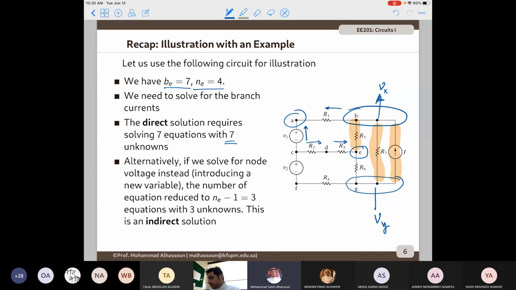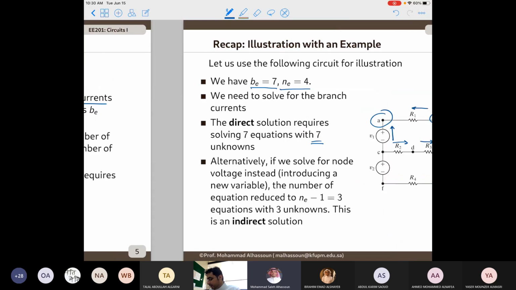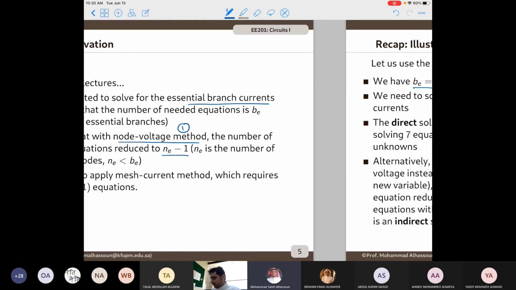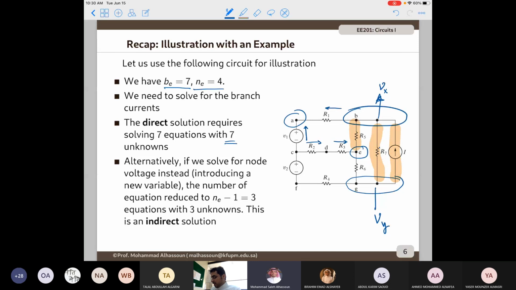So the introduction of just these intermediate variables will reduce the number of equations from BE, which is the number of essential branches, to NE minus 1. NE is the number of essential nodes. So here we have 7 branches and 7 essential branches and 4 essential nodes.